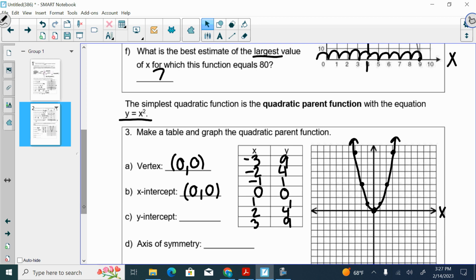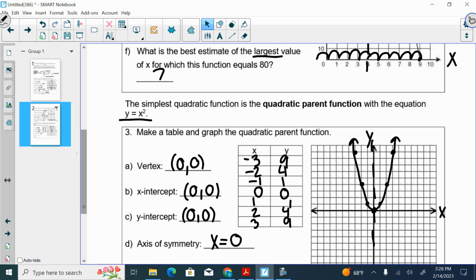Okay, and then it also asks for the y-intercept. So that's where it touches the y, which is this line. Where does it touch that line? Also at 0. And then it wants to know the axis of symmetry. Where can I fold this thing in half? Yeah, down the middle. So that is at what value? 0. And remember, we always do x equals our number.